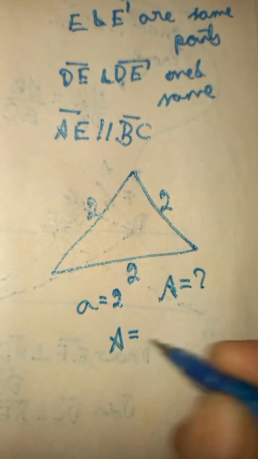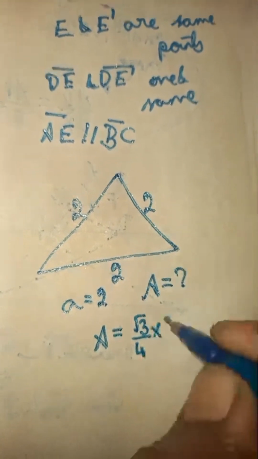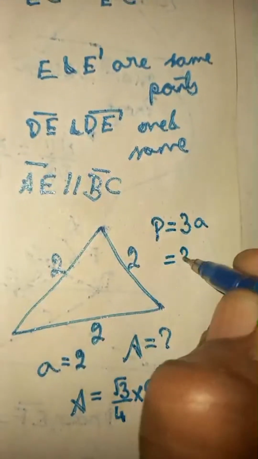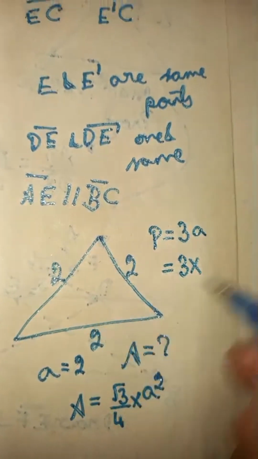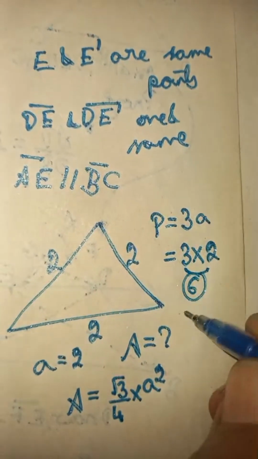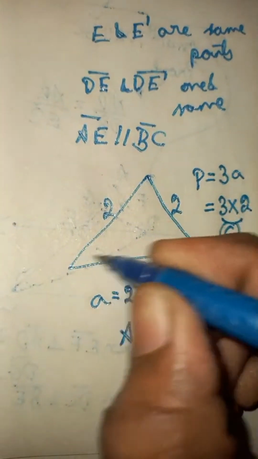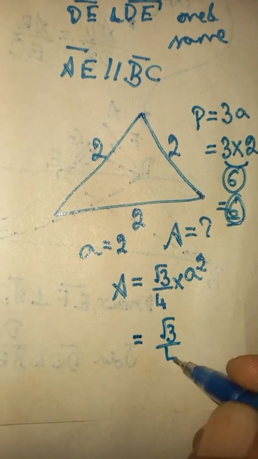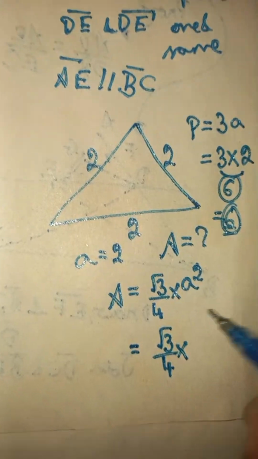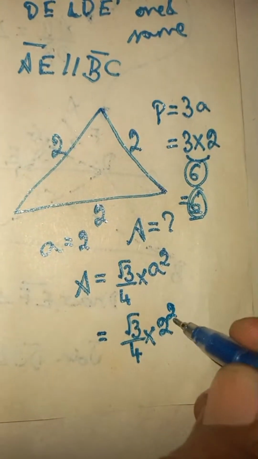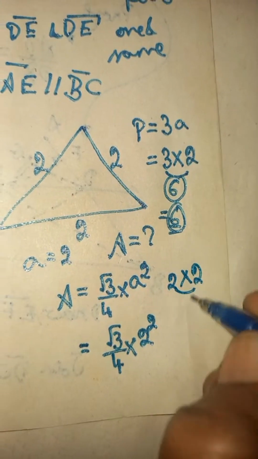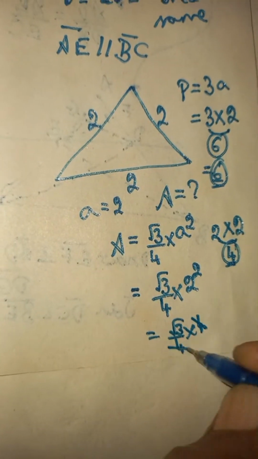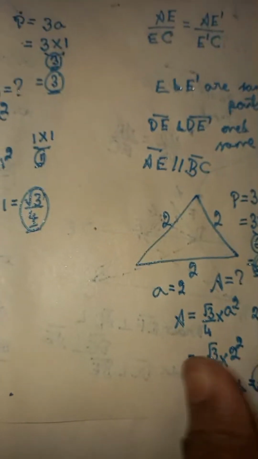Area of the triangle is root 3 by 4 times a square, and perimeter is 3 times the side length, that is 3 times 2 units, which is 6 units. So 6 units is the perimeter of this triangle. Area is root 3 by 4 times the side length squared. Side length is 2 units, 2 square means 2 times 2, which becomes 4. That is root 3 by 4 times 4. The 4 cancels, giving root 3 square units.